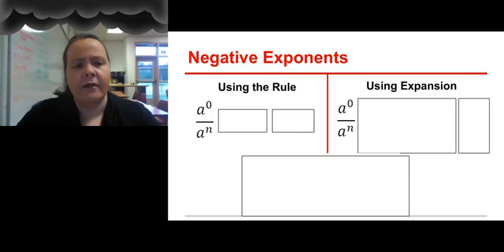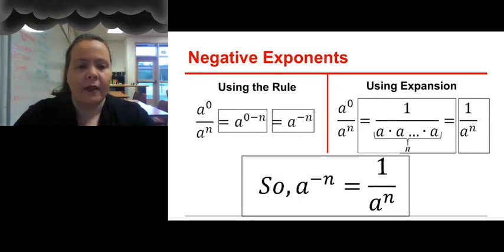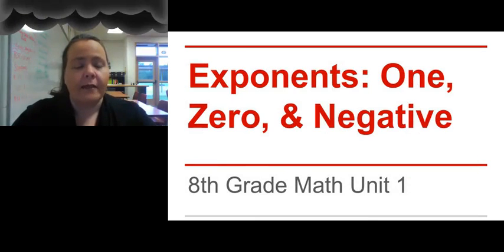In our general rule, we have a to the 0 divided by a to the n. Well, a to the 0 minus n would equal a to the negative n. And on the other side, using expansion, we have a to the 0, which is 1. It's the only way we can expand it. And then we have a to the n, so we have a multiplied n times, which just gives us 1 over a to the n. So that leads us to the conclusion that a to the negative n equals 1 over a to the n. Another way of saying that is that a base raised to a negative exponent is really 1 over that base raised to a positive exponent.